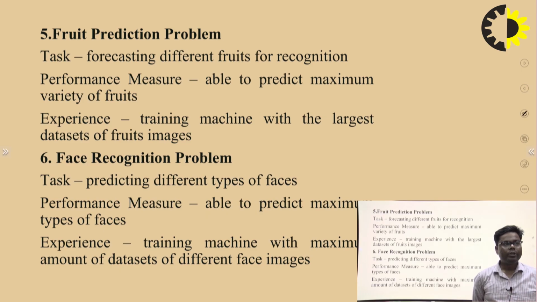Now, the fifth one is the fruit prediction problem. The task is forecasting different fruits for recognition, the performance measure is being able to predict the maximum variety of fruits, and the experience is training the machine with a large data set of fruit images. Face recognition problem: the task is predicting different types of faces, the performance measure is being able to predict the maximum types of faces, and the experience is training the machine with the maximum amount of data sets of different face images.